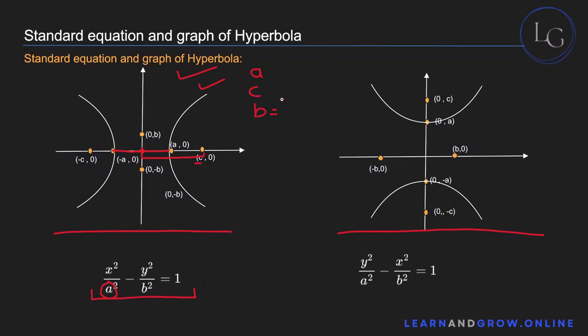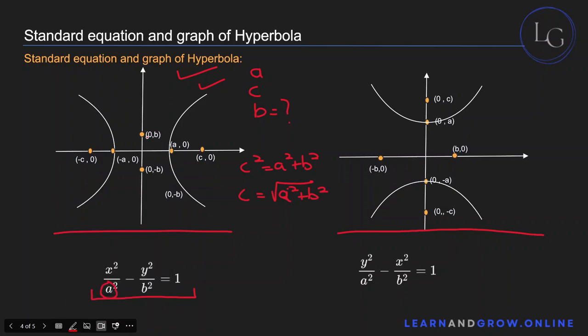What is B? Well, B will lie on this axis, and this is B. Basically, you have a formula: C squared is equal to A squared plus B squared. So C is equal to under root A squared plus B squared.